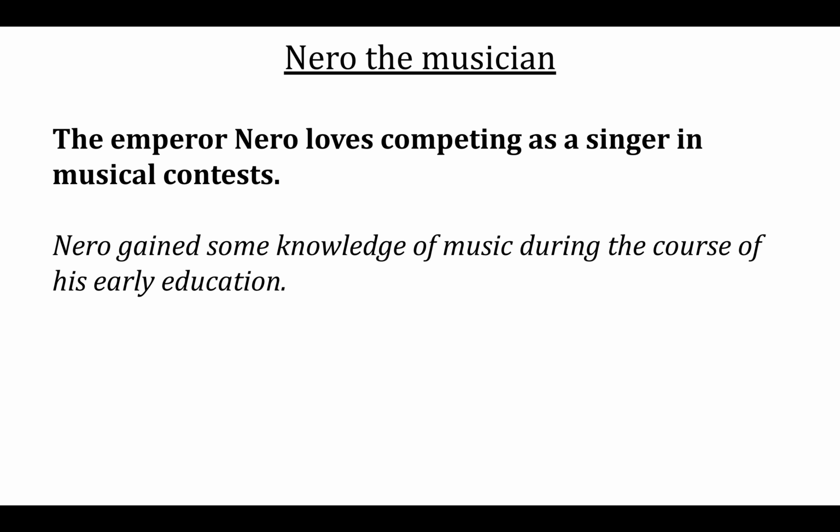So in this case, we have a title, Nero the Musician. We have a little summary. The Emperor Nero loves competing as a singer in musical contests. And then we also have the phrase which comes just before our Latin passage, which is that Nero gained some knowledge of music during the course of his early education. So that gives us a sense of what themes are going to come up in the passage.